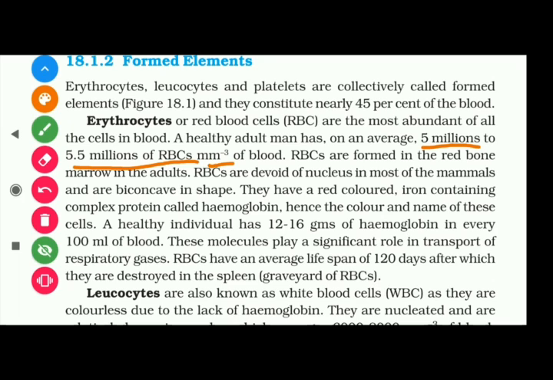Now RBCs are formed in the red bone marrow in the adult. In the red bone marrow the RBCs are produced, and RBCs are devoid of nucleus in most of the mammals. Devoid means lack of nucleus. In RBCs nucleus is not present, they are devoid in most of the mammals. बहुत सारे mammals में ये absent होता है, lack होता है, and they are biconcave in shape. Now what is biconcave? Biconcave means concave from both sides.